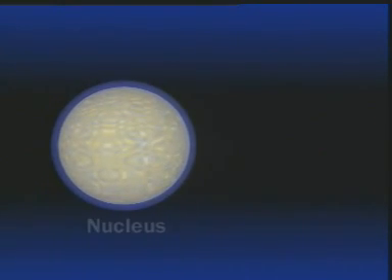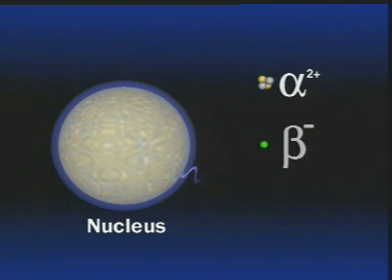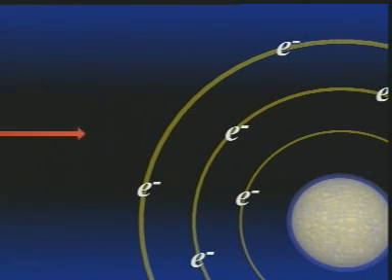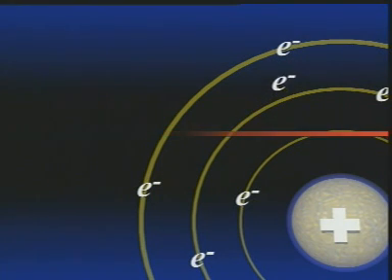The main products of radioactive decay are alpha particles, or helium nuclei, beta particles, or electrons, and gamma-ray photons. Like X-rays, gamma-ray photons are high-frequency electromagnetic waves. These are all examples of ionizing radiation. That is, when they collide with an atom, they can remove one of its electrons.